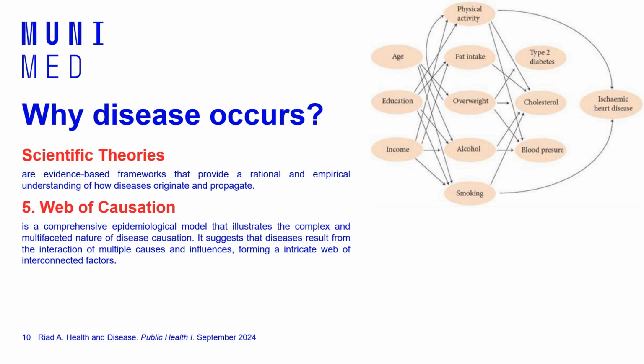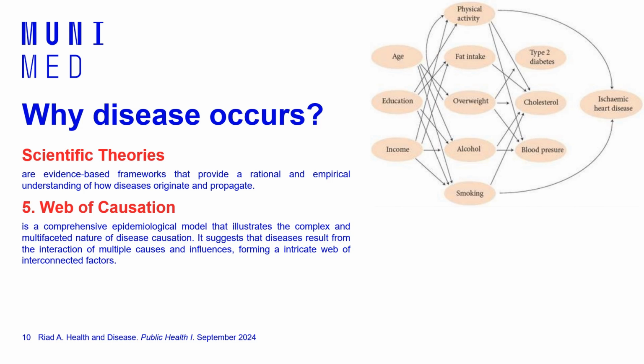And these first level of risk factors, the physical activity, fat intake, overweight, alcohol, and smoking, can also control the second level of risk factors, which is the diabetes type 2, the cholesterol level, the blood pressure, which are the biologic risk factors for ischemic heart disease. And these biologic risk factors for ischemic heart disease will control significantly the disease incidence or the disease outcome.